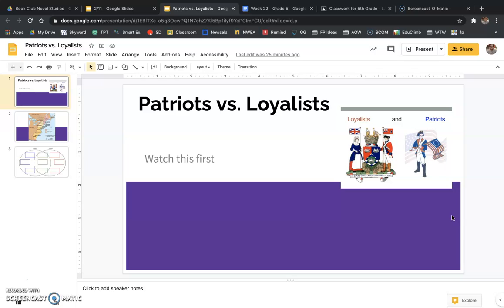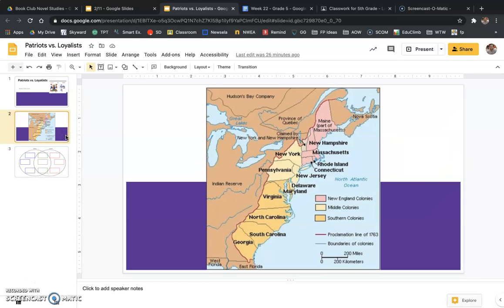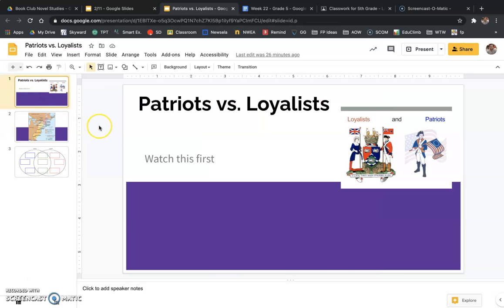At this time, if you remember, the person who was in charge of these 13 colonies was the King of England, on the other side of the ocean. So these two groups of people, the Patriots and the Loyalists, are the two groups that make up the colonists in our country, before the United States ever happened.